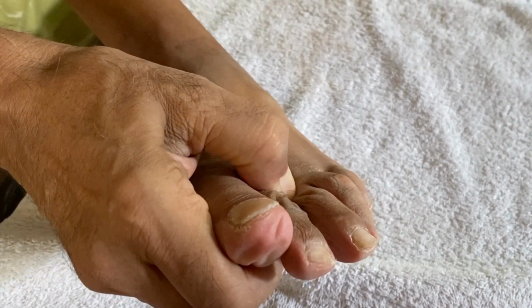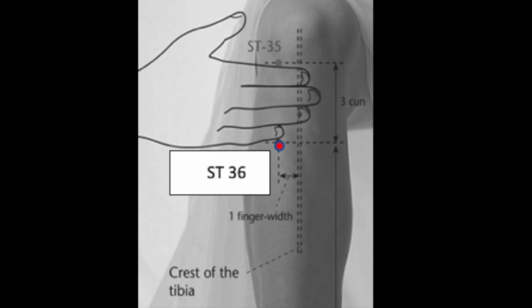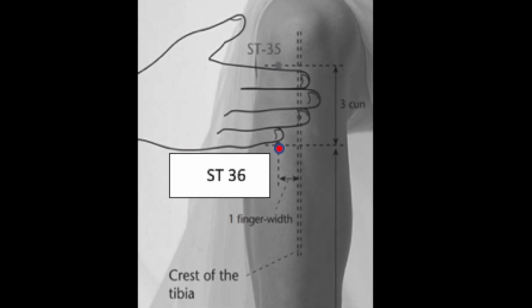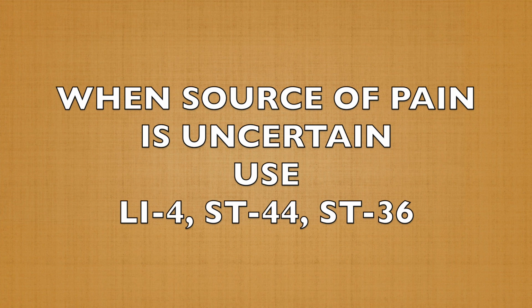Stomach 36, which has a homeostatic point, caters for ureteric colic, biliary colic, menstrual pain, intestinal colic, and gastric pain. So these 3 points, namely the large intestine 4, stomach 44, and stomach 36, can always be used when the source of pain is uncertain.